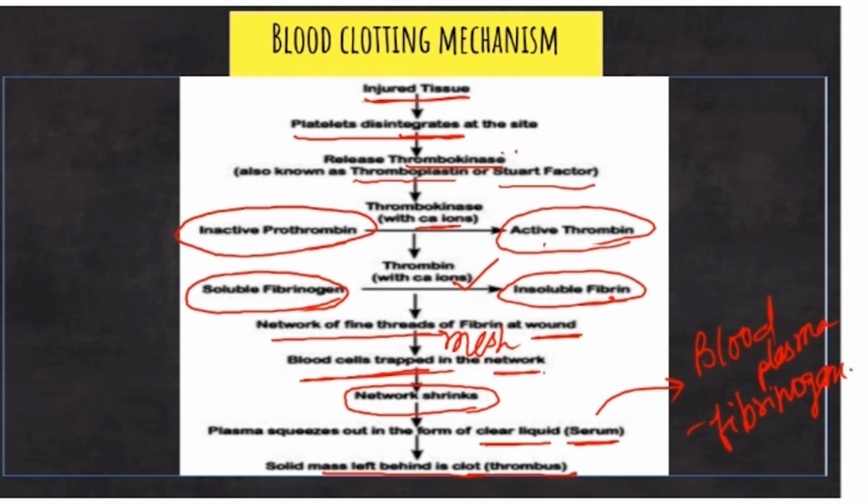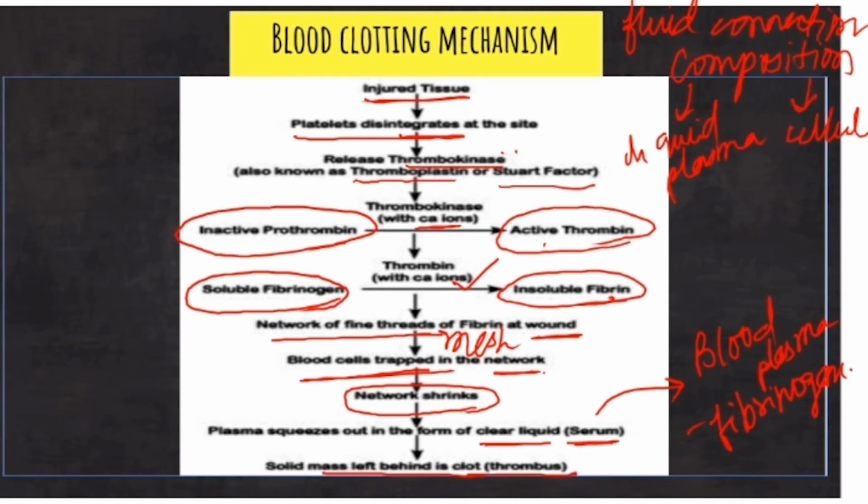Let us revise whatever we have done until now. We first classified blood as a fluid connective tissue. Then we looked at the composition of blood, which is the liquid plasma and the cellular portion. We saw how the blood is composed of 3 types of blood cells: the RBCs, WBCs and its 5 types, and platelets, and how it helps in blood clotting.